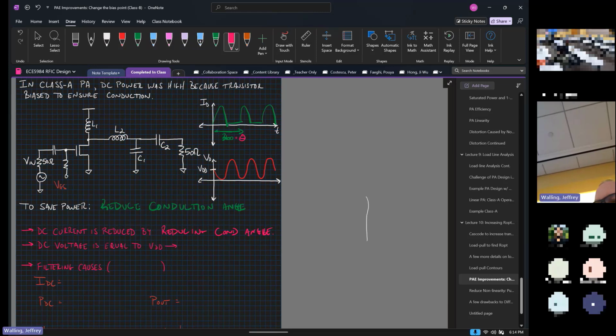All right, so our DC voltage, the average voltage, is going to be equal to VDD. The transistor is biased through an inductor. The voltage is going to be allowed to swing at the drain all the way down to ground, and hence, in order to have an average voltage of VDD, it has to be able to swing up to 2 times VDD. So the DC voltage is equal to VDD because of that bias through the inductor.